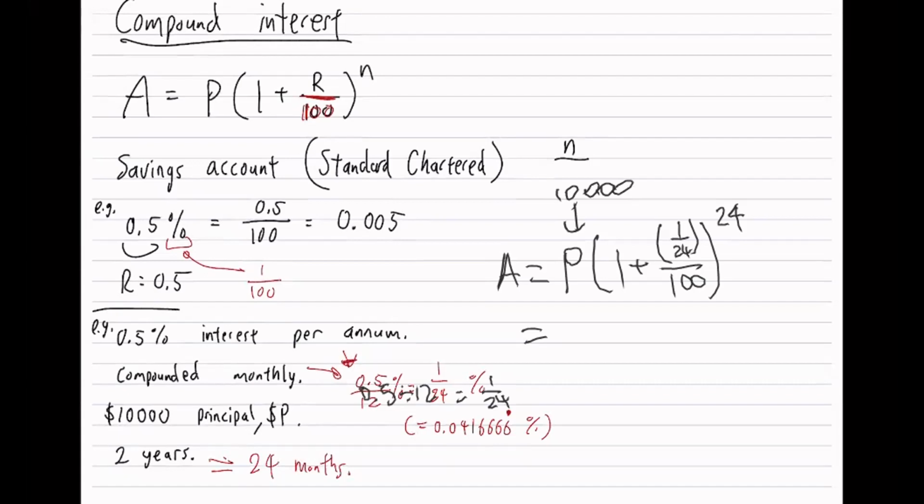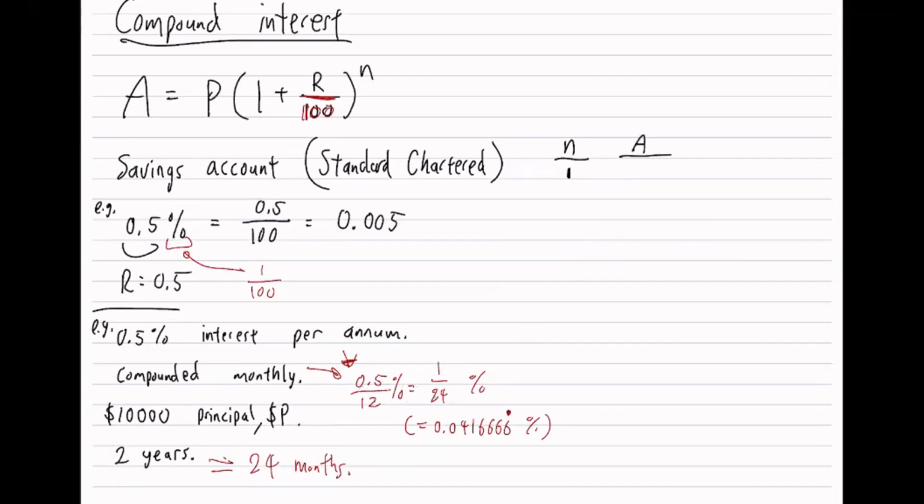But let's see how we can derive this. 10,000 multiplied by 1 plus 1 over 24 over 100 raised to the power of 24. Here, if we start off with, let's say N represents 1, then what is the amount of money you have? Let's say A. It will simply be the original amount you put in. Then you add on the interest, which is how much? 0.5%, so 0.5 over 100. Or rather, if I write it as decimal, 0.005 times the original 10,000.